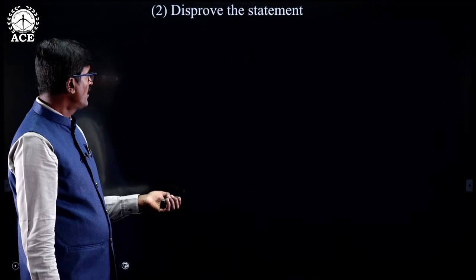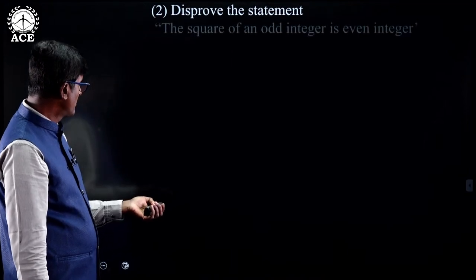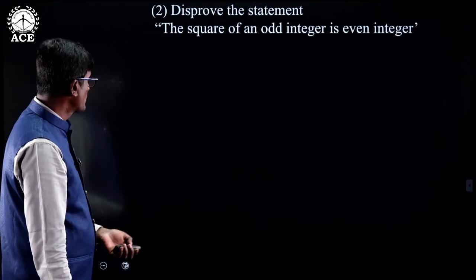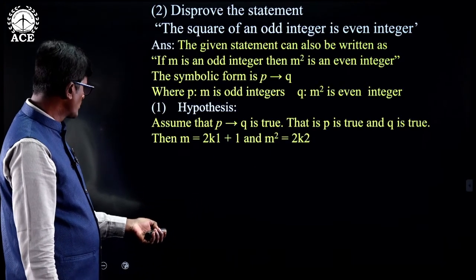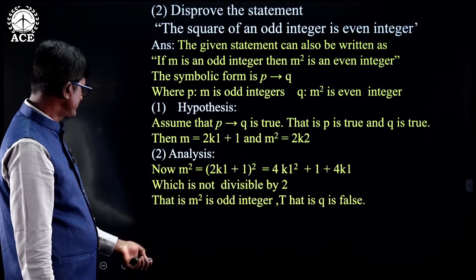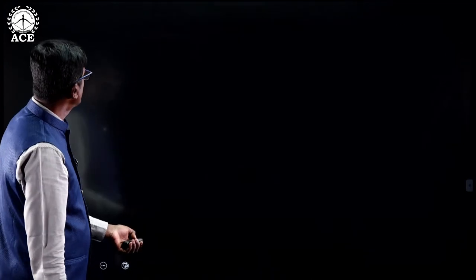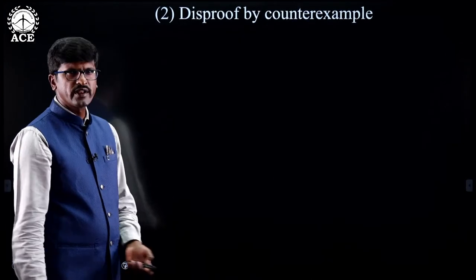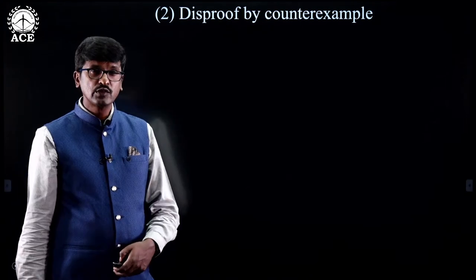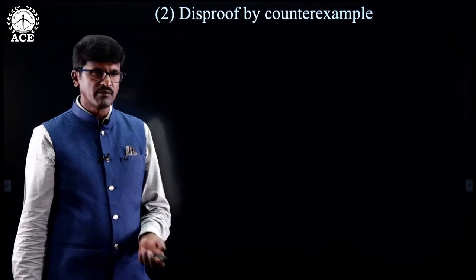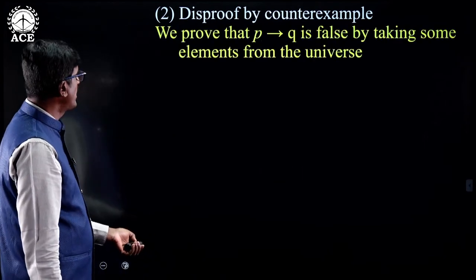The second method of disproof is disproving by counterexample. Disprove the statement. This is the other example. Please go through this; it's a simple one. The next method is disprove by the counterexample. In this method, you disprove the statement with some example. This is a very simple one.